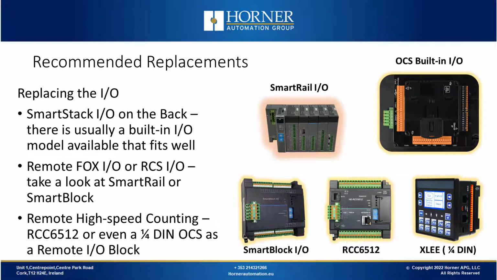Now let's look at replacing the I/O. Usually, you can find a built-in I/O option with one of today's OCS models that will take care of your requirements. However, if you have extra I/O that was distributed on FOX or an RCS, you need to take a look at our expansion I/O such as SmartRail, SmartBlock, etc. If you have an application that had a lot of high-speed counting beyond the 4 that are built into most OCS models, then you need to add some external high-speed counting capability beyond what's built in. Here you could use an RCC 6512, which we consider a high-speed counter coprocessor type module, or even an XLEE, which can also be used as a remote I/O block.